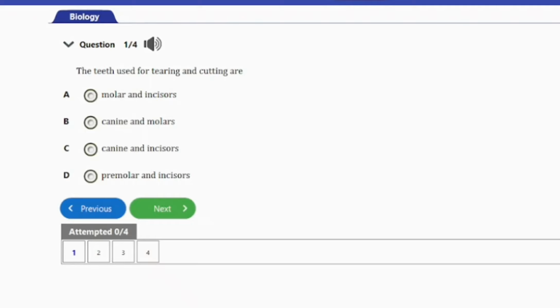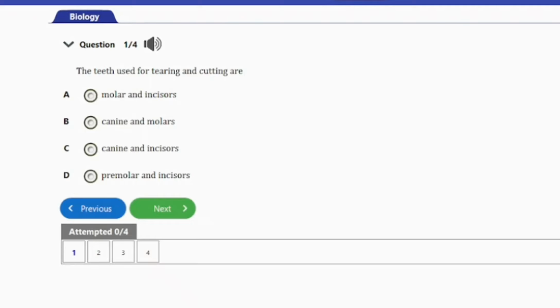It says the teeth used for tearing and cutting are A. Molar and incisors, B. Canine and molars, C. Canine and incisors, D. Premolar and incisors. So guys, the answer to this question is option C, and that's the canine and incisors. So they are the teeth that are modified for tearing and cutting. So that's it for that question.